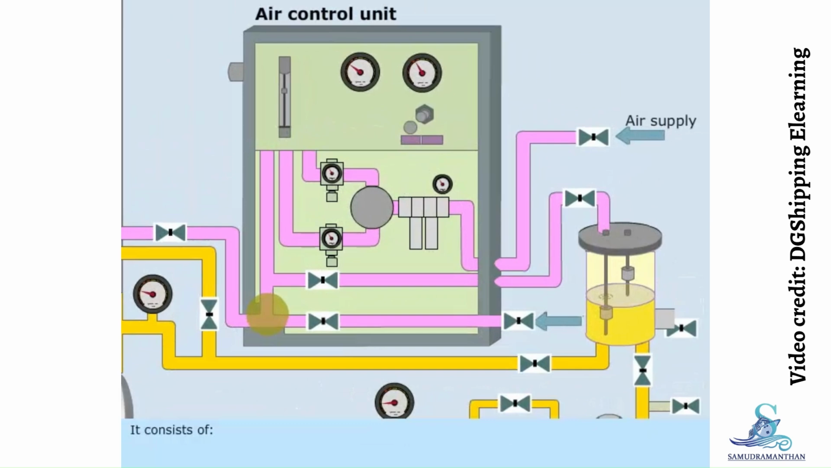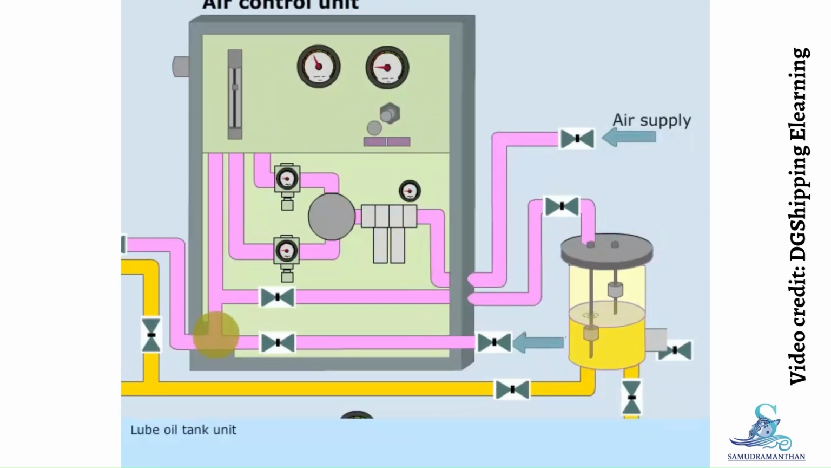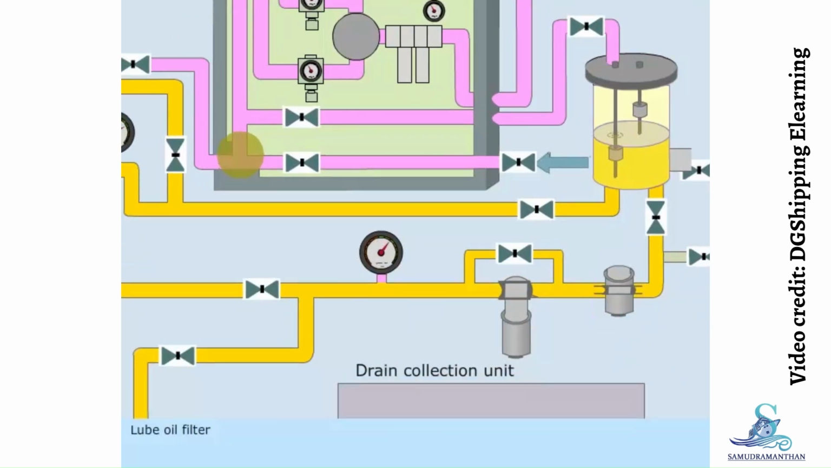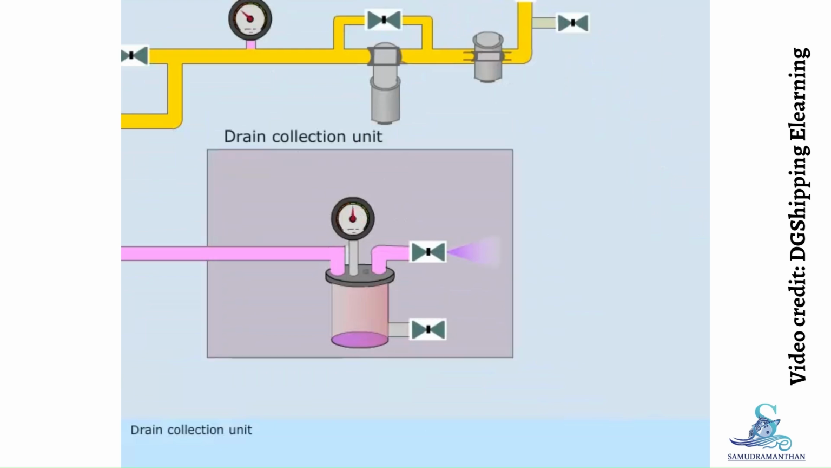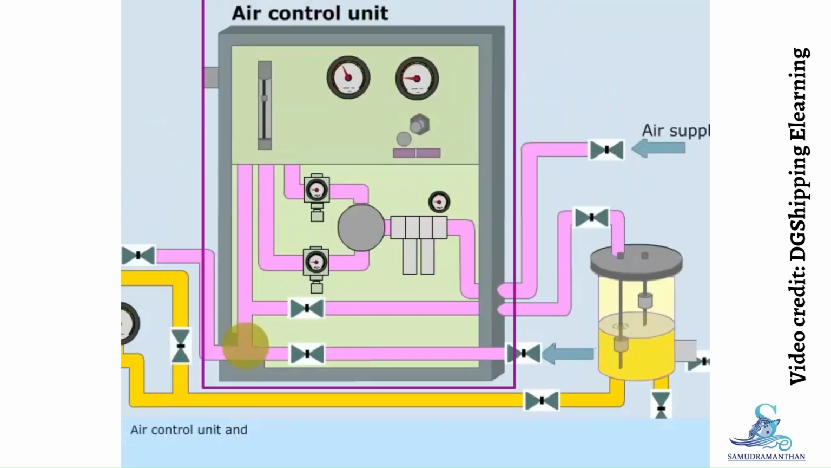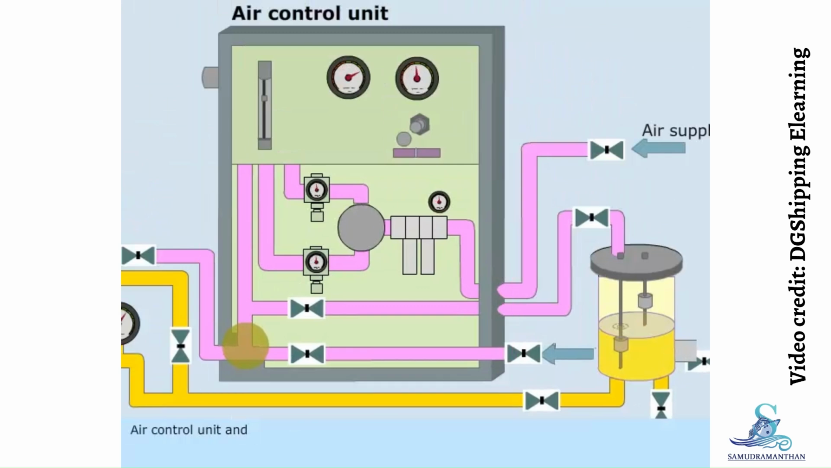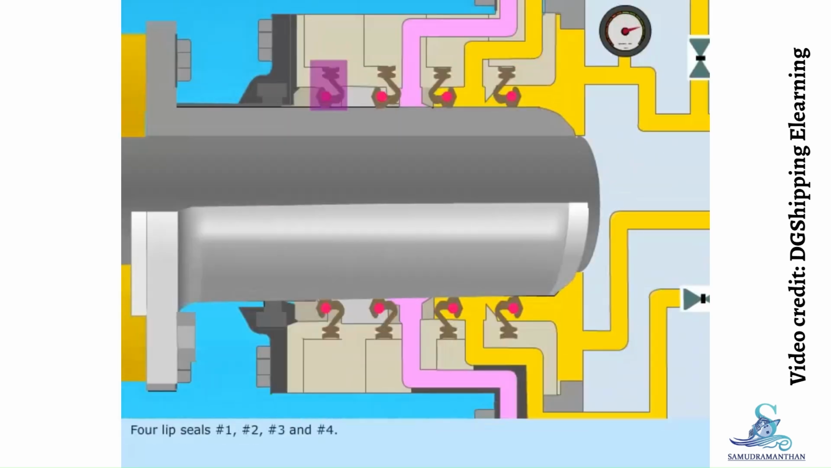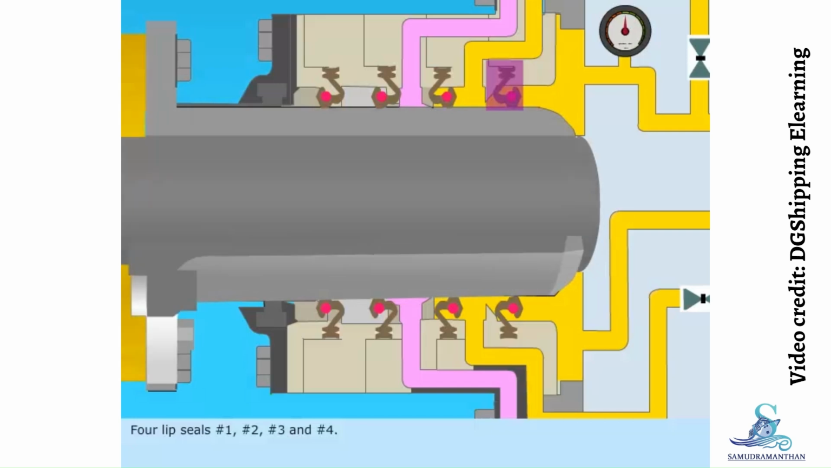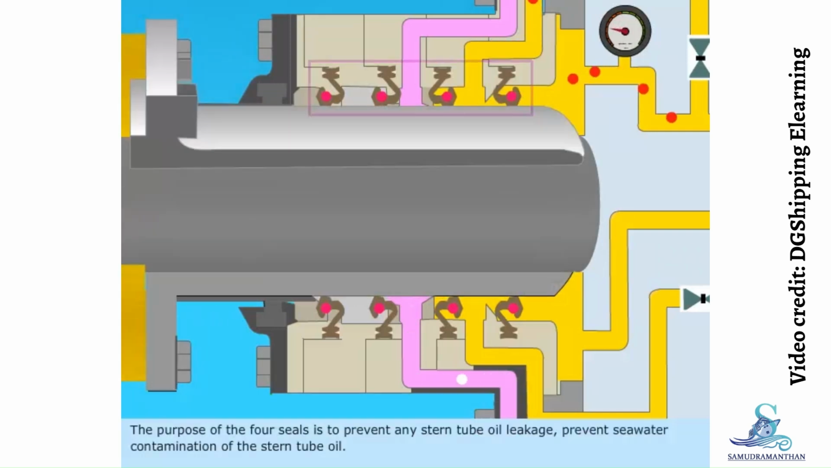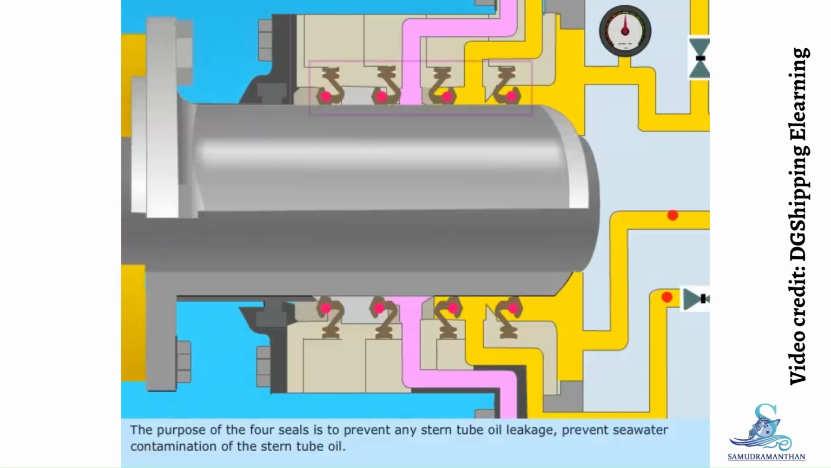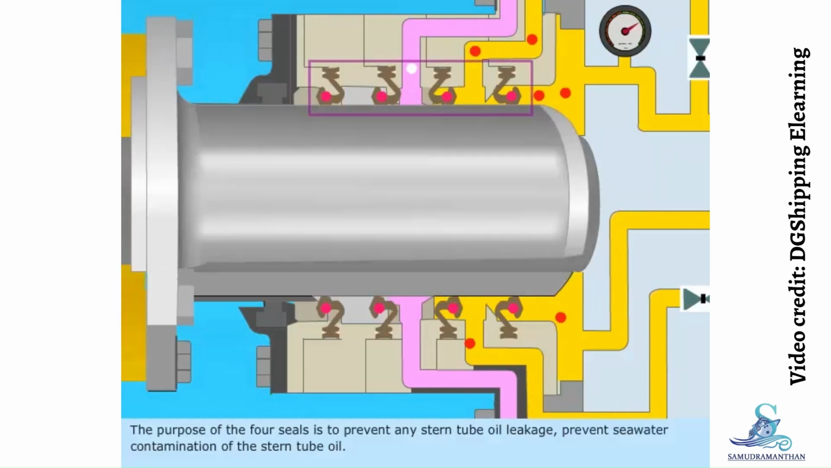It consists of lube oil tank unit, lube oil filter, lube oil pump, drain collection unit, air control unit, and 4 lip seals: number 1, number 2, number 3, and number 4. The purpose of the 4 seals is to prevent any stern tube oil leakage and prevent seawater contamination of the stern tube oil.